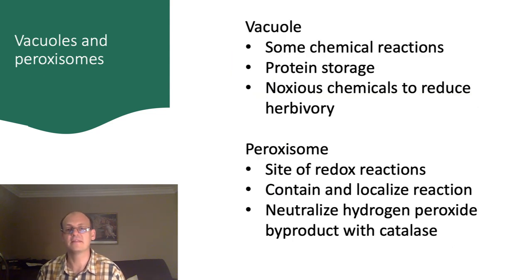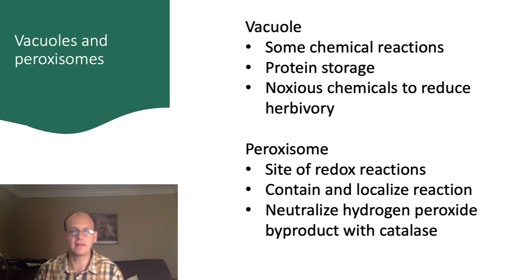Before leaving the endomembrane system, there are 2 more organelles of note. The first of these is the vacuole, which is present in place of lysosomes in plants, fungi, and other groups. In fact, in plants, the vacuole takes up most of the volume of the cell. Vacuoles contain some specialized reactions, but they're generally storage centers. They're particularly prominent in plants, where they play a role in storing water, as well as proteins, and sometimes noxious chemicals that make the plant unpalatable to herbivores.